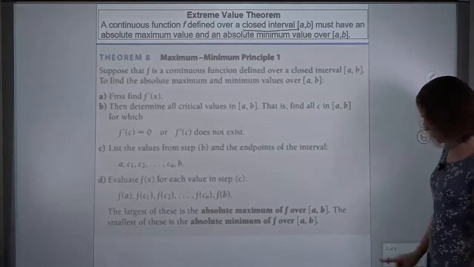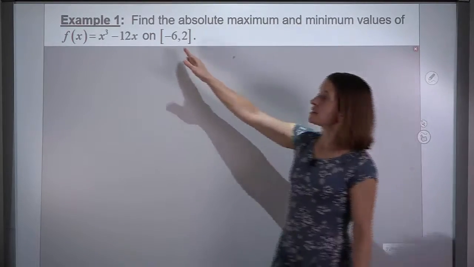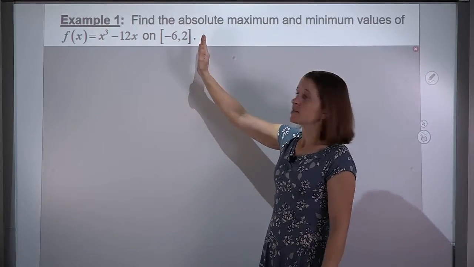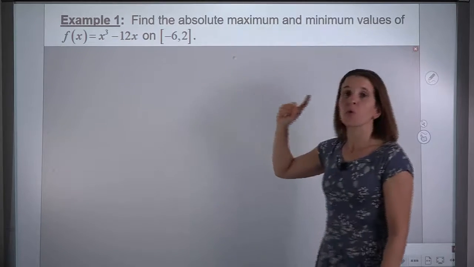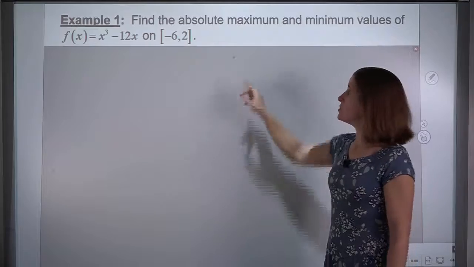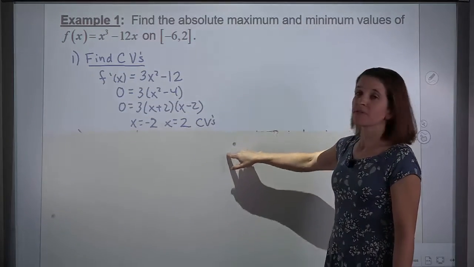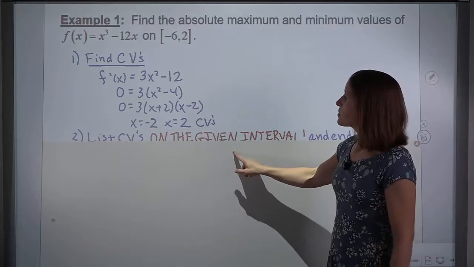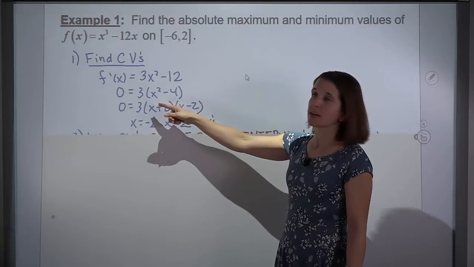Okay, so let's look at one. So you would be given a function and a closed interval. Remember, this is interval notation, meaning you're starting and including an x value of -6 and going to 2 and including 2. And so we are going to find the critical values. So first derivative. If there was division, if there was a place it does not exist, we would think about that. But we're going to take the derivative, which is 3x squared minus 12, set it equal to 0.